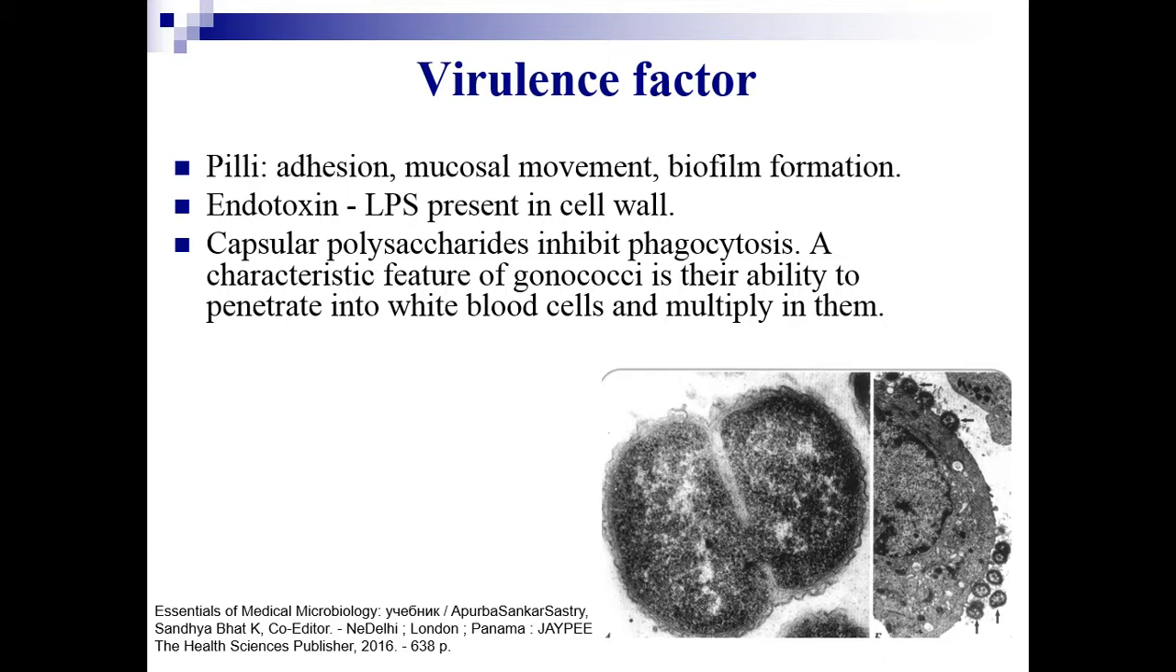Outer membrane proteins. Protein 1 accounts for more than 50% of total outer membrane proteins. They form transmembrane channels which help in exchange of molecules across the gonococcal surface. And there are two major serotypes, Por B 1a and Por B 1b serotypes.